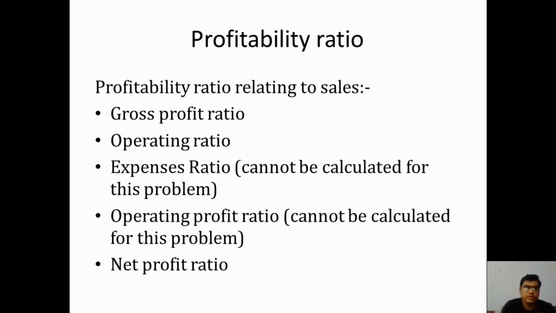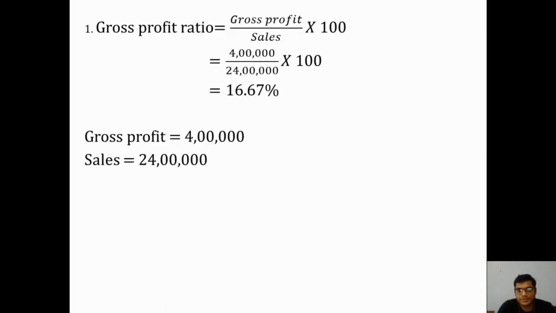The ratios we can solve here are gross profit ratio, operating ratio and net profit ratio. We can also calculate expenses ratio as well as operating profit ratio, but for this problem we cannot calculate these, because the information we require to calculate expenses ratio and operating profit ratio is not given in this problem. Hence we are not able to calculate these two ratios. So let us solve one by one.